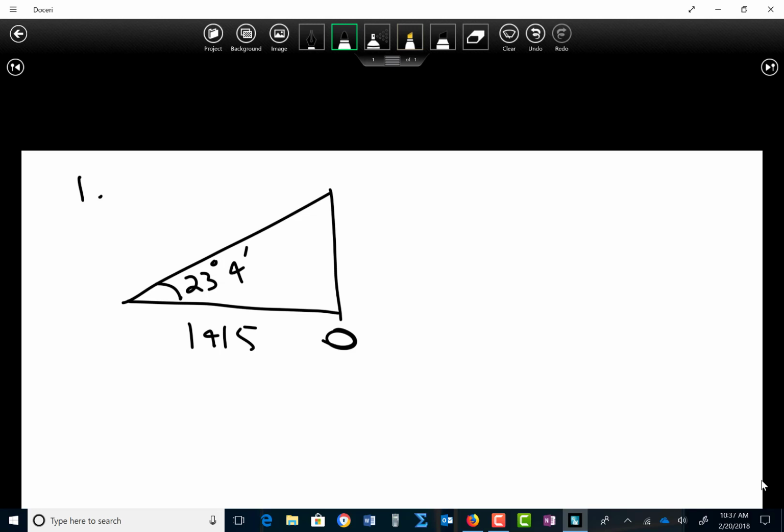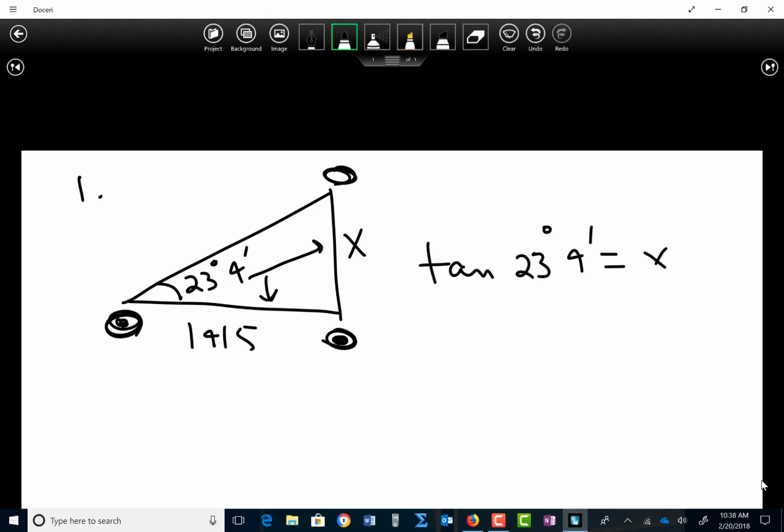So the cliff's up here. From a boat on the lake, the angle of elevation to the top of the cliff, so here's the top of your cliff, is 23 degrees 4 minutes. If the base of the cliff is 1415 feet from the boat, how high is the cliff? So that's what you're looking for right there. From this angle, you have opposite and adjacent, which you need to make sure that you memorize for sine, cosine, and tangent. So this would be tangent since it's opposite and adjacent. Again, some of you that didn't use the 4 minutes, yours was off a little bit.